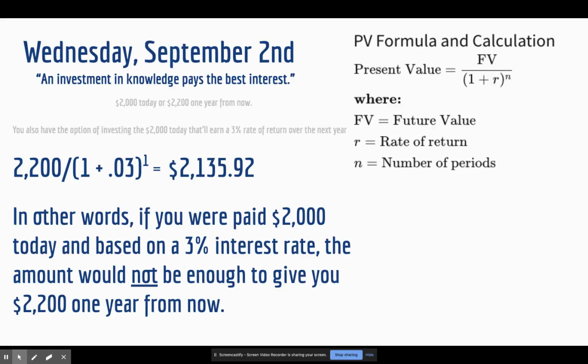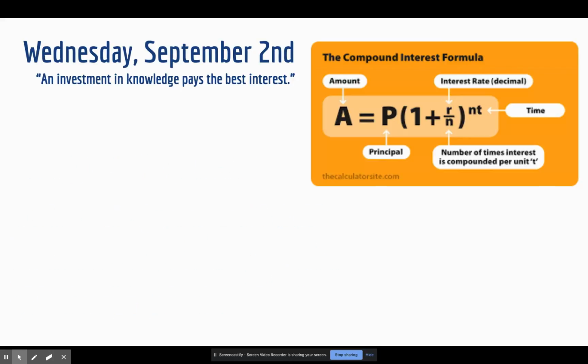Now, we could go back through this scenario and change the interest rate. Would a higher interest rate give us closer to that $2,200? Certainly. The unfortunate part is that there's no way to guarantee or no way to exactly predict what that interest rate is going to be.